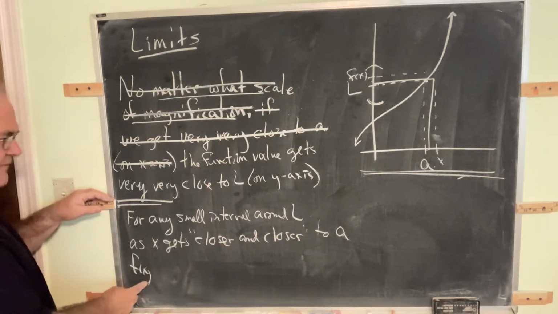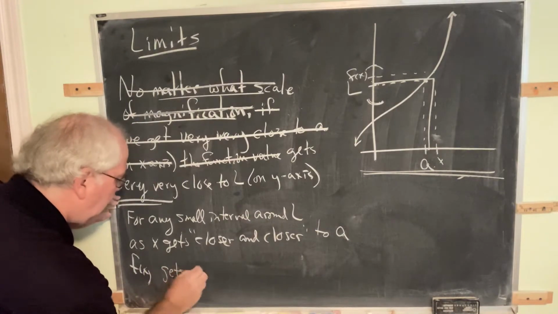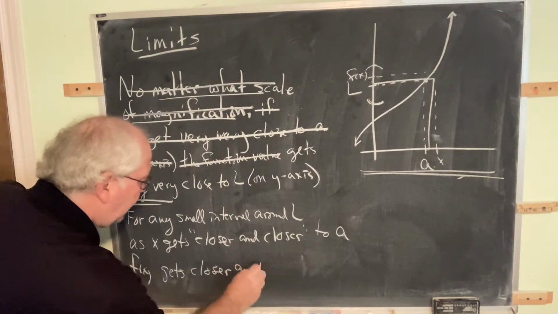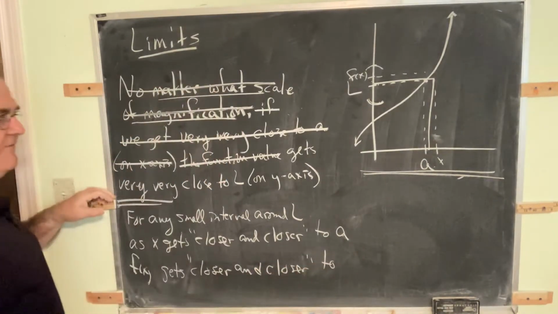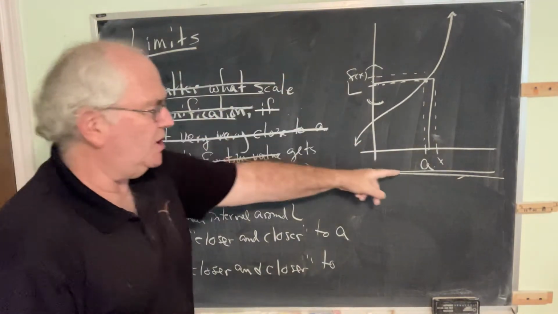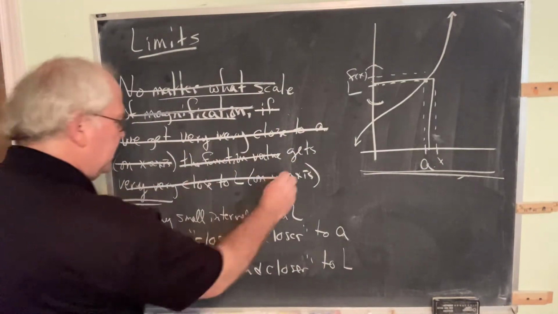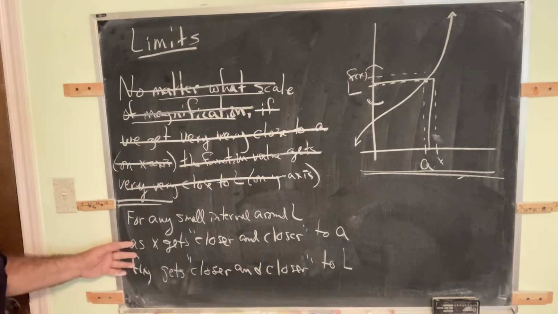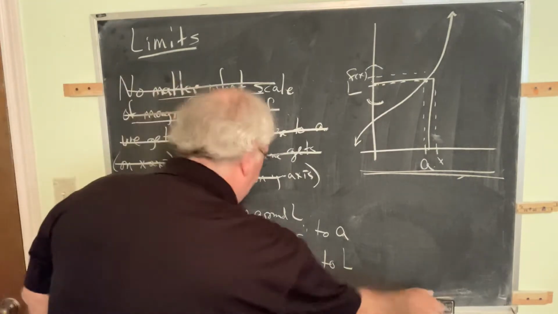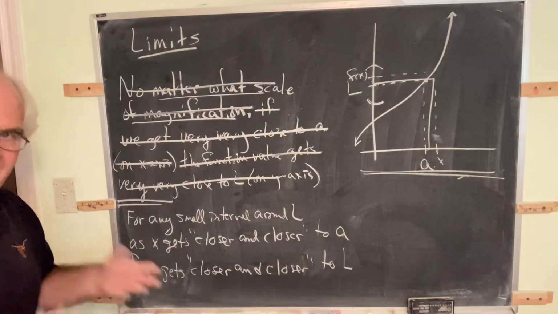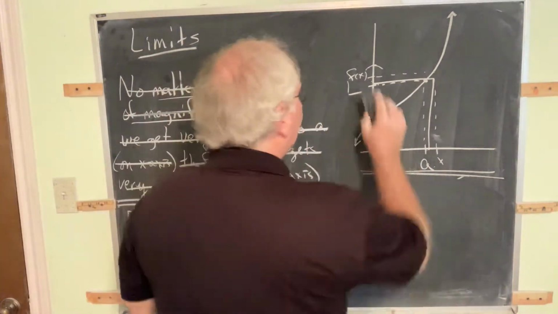The function value, f of X, gets closer and closer to what? What is f of X staying close to? F of X is staying close to L. As you get close to A on the X, you stay close to L on the Y. All right? So I have translated this piece. This is a little bit more rigid. So now let's translate this and make it a little bit more mathematical: for any small interval around L. So now, some notation.